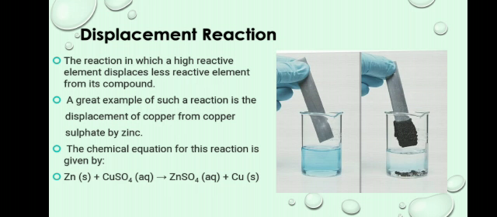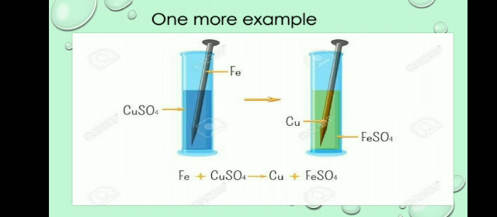Like here we are seeing with the help of an example. First of all, just notice the color. The blue color changes to colorless. The blue color is of copper sulfate, and when we dip this zinc rod in it, zinc displaces the copper and becomes zinc sulfate solution, which is colorless, and copper metal gets deposited on this zinc rod.